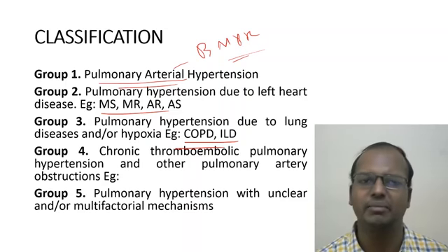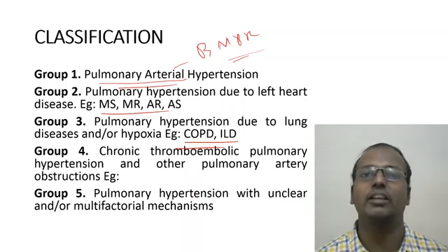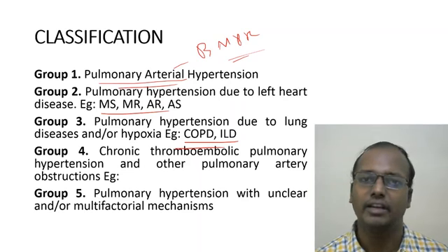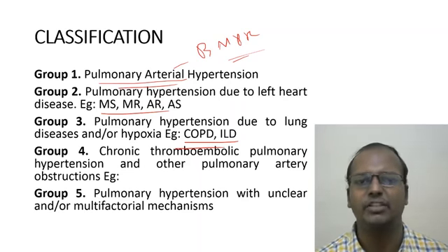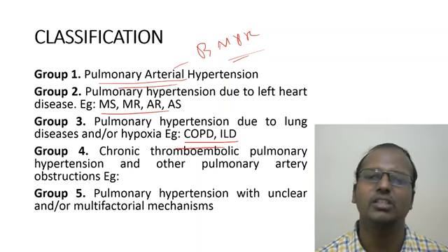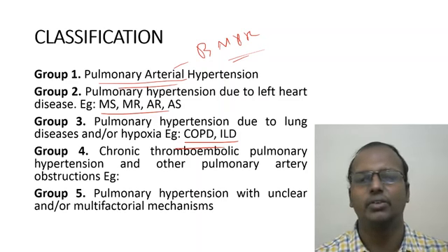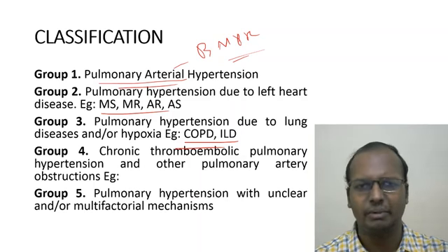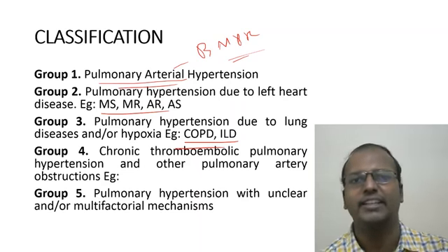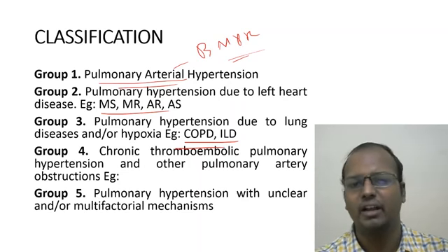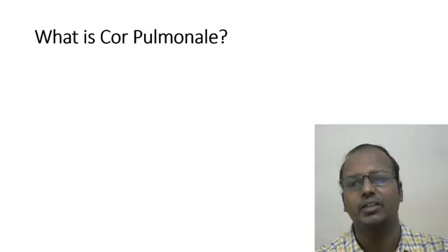Sickle cell anemia can cause pulmonary hypertension, schistosomiasis can cause pulmonary hypertension, sarcoidosis can cause pulmonary hypertension. These are a variety of causes. Your ASD, VSD, PDA can also cause pulmonary hypertension. The classification is mainly grouped into 5 types: one is pulmonary arterial hypertension, next is pulmonary hypertension due to left heart disease, next is lung disease, next is thromboembolic pulmonary hypertension, and 5 is unclear or multifactorial mechanisms.